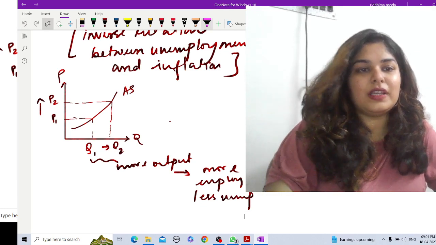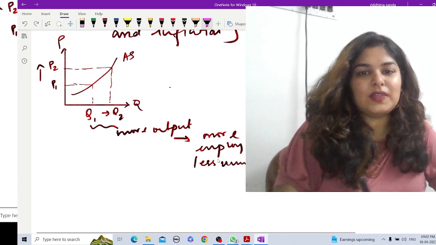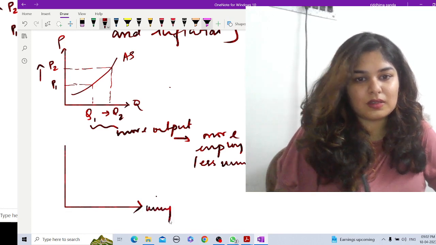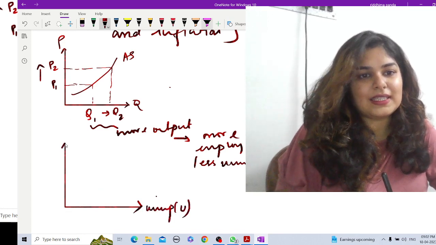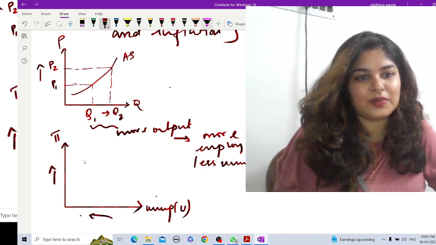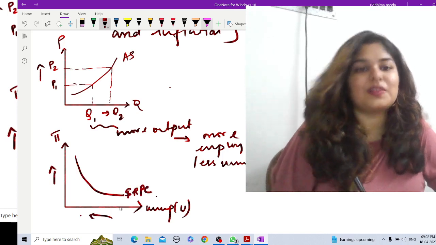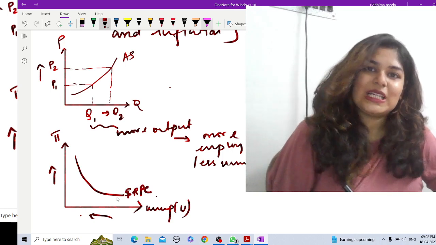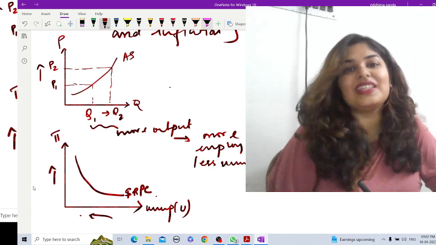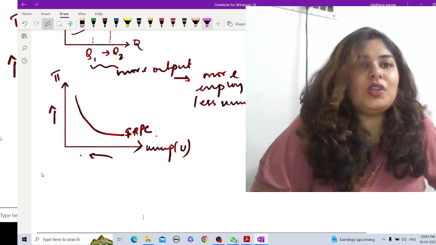If I draw this relation between unemployment and inflation rate instead of with Q, here is the unemployment and here is the inflation rate. As the inflation rate increases, unemployment decreases. So this is my short run Phillips curve, which is downward sloping. With the increase in inflation, unemployment decreases, and with the decrease in inflation, unemployment increases, and this is our short run Phillips curve. But what about the long run Phillips curve?